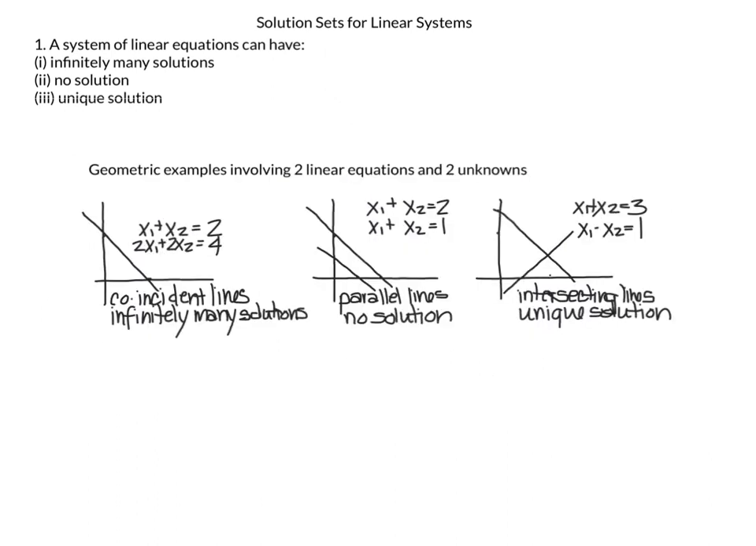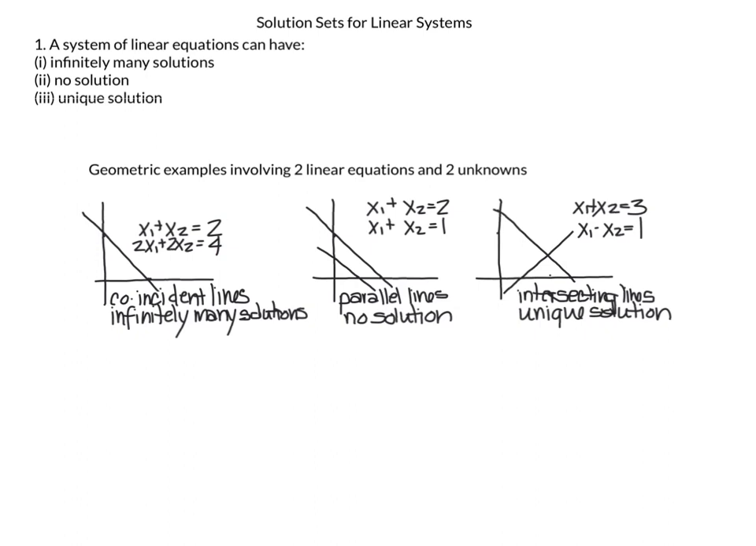We will start by looking at a system of linear equations and noting that a system of linear equations can have three possible situations. One, it can have infinitely many solutions, no solutions, or a unique solution. And to see this, we're going to do a geometric example. So that it's easy to draw, easy to see, we're going to do two linear equations, equations of two lines, and two unknowns. So this is our first case here.